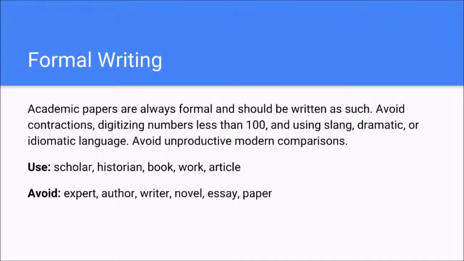Any academic paper you write for a history course should always be formal, both in its writing and in its argument. As such, you should avoid informal writing norms including contractions, digitizing numbers less than 100, and using slang, dramatic, or idiomatic language. When referring to academic publications, you should also use correct terminology. So you will be discussing books, works, chapters, or articles written by scholars and historians, not novels, essays, or papers written by experts, authors, or writers.